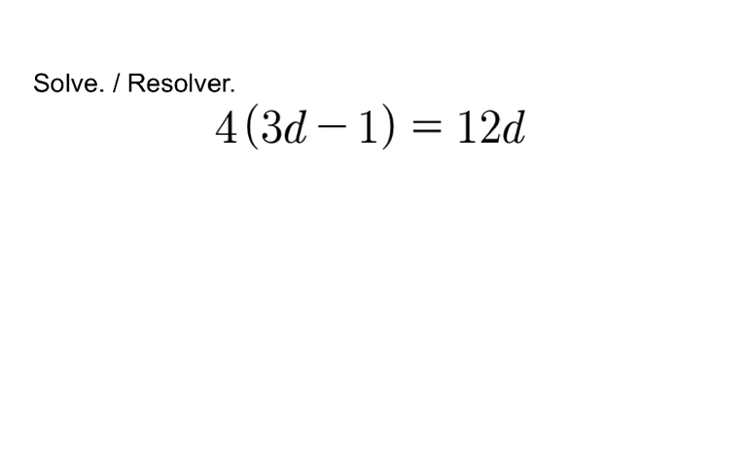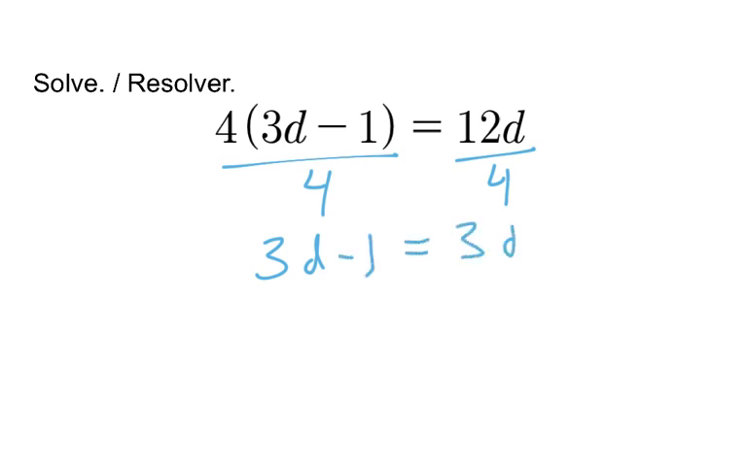Let's do some practice. We are going to solve, and in doing so, I could distribute that 4 or realize on the right-hand side that 12 is a multiple of 4, so I'm just going to divide both sides by 4. And on the left, we get 3d minus 1. On the right-hand side, 12 over 4, or 3d. Look at that. Notice on the left-hand side, I have a 3d minus 1, and on the right-hand side, I just have a 3d.